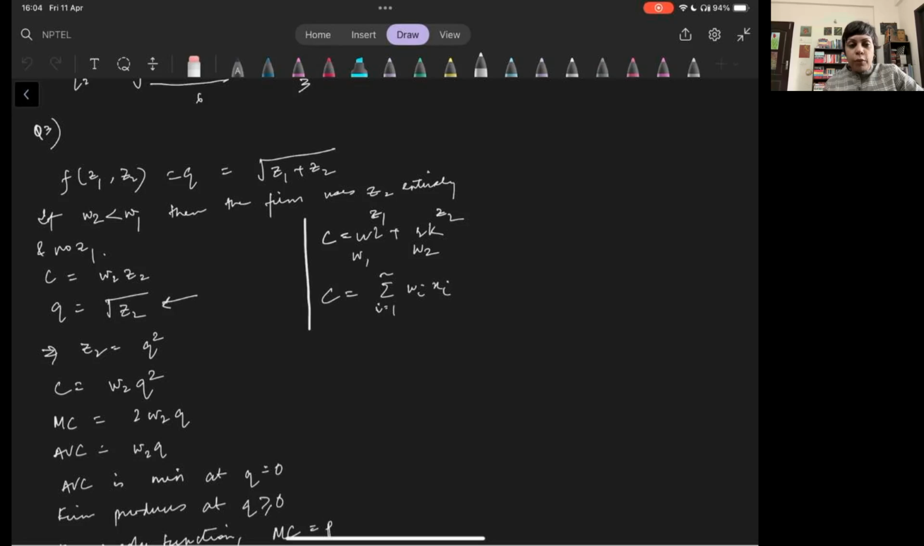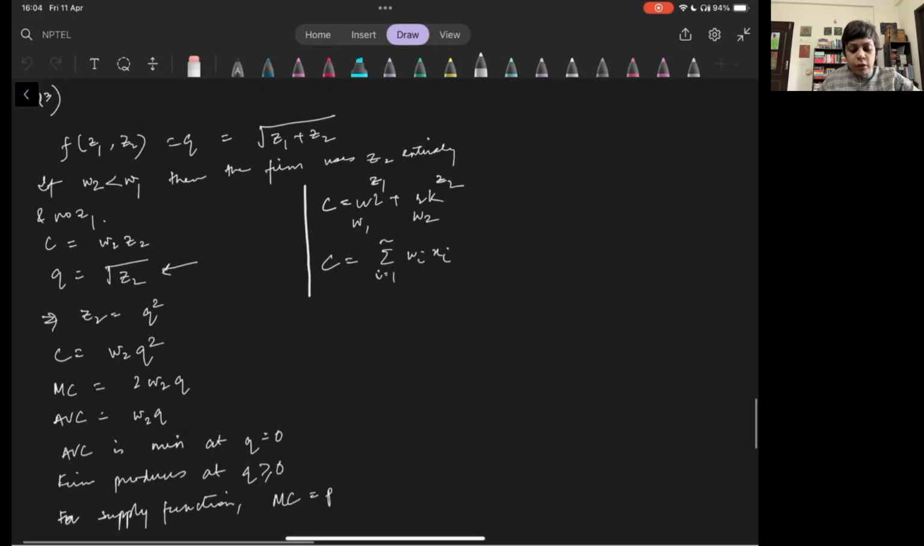So with the information we were given, if W2 is less than W1, then the firm is only going to use Z2, it's not going to use Z1 at all. And so our cost function simply reduces to W2 Z2, and from there we can also simplify the expression of Q. Q is equal to under root Z1 plus Z2. Now Z1 becomes 0, so Q just becomes equal to under root Z2.